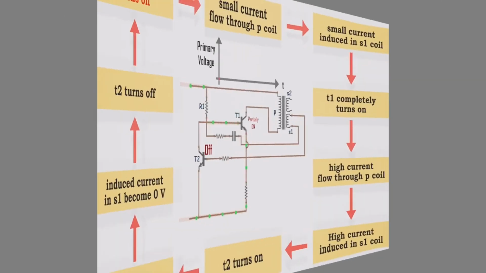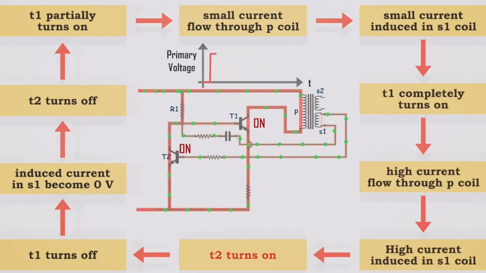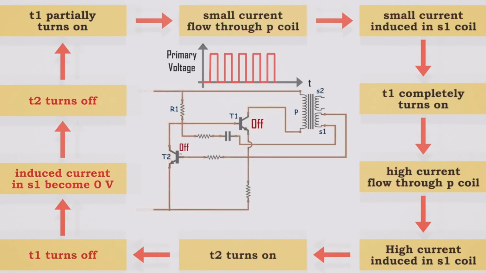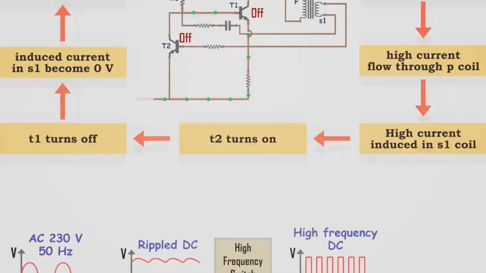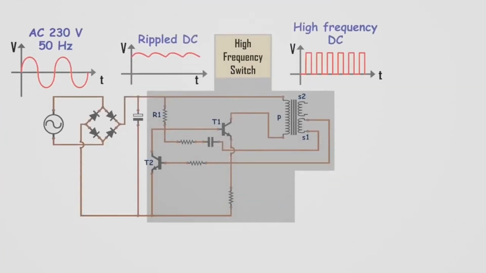Let's have a clearer view. Pay attention to the primary voltage shown by the graph. Due to this struggle between T1 and T2, the voltage of the primary coil increases and decreases rapidly. Likewise, the frequency of the primary winding's voltage is increased up to about 100 kHz. Next, move on to the final parts of the circuit.